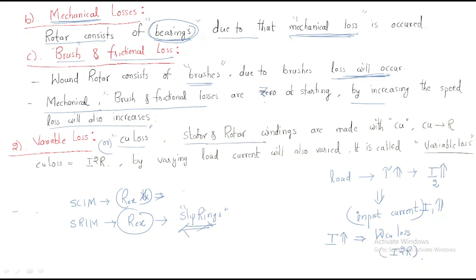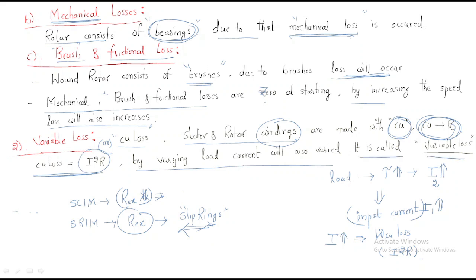Stator and rotor are made with windings. These windings are made with copper. So every copper has a resistance R. That's why copper loss is named the I square R loss. By varying the load, the current also varies, so this loss also varies. That's why it is called the variable loss. Understand?